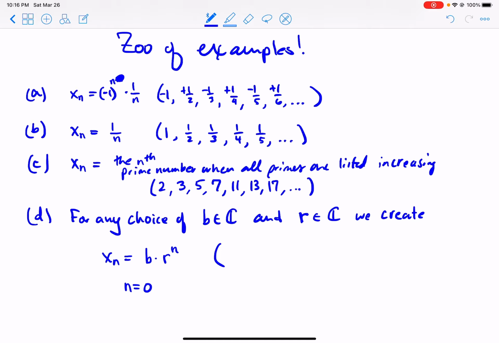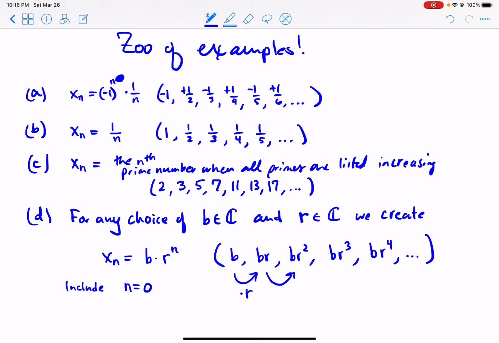So include n equals 0. This will be important for geometric sequences. We actually want to start with 1 times b. Okay, and then b times r, and then br squared, and then br to the third, and then br to the fourth, etc. So each time we're just multiplying by r. We just times r, we just times r times r. And in fact, r is sometimes called the common ratio.